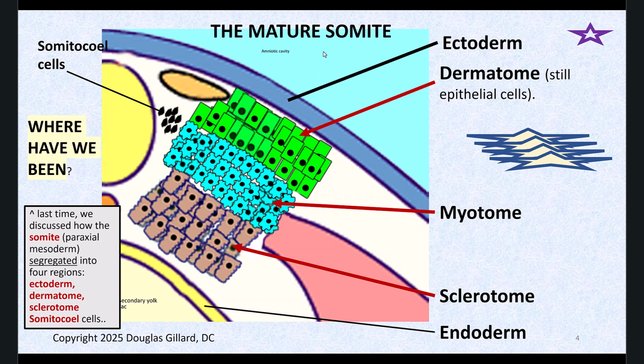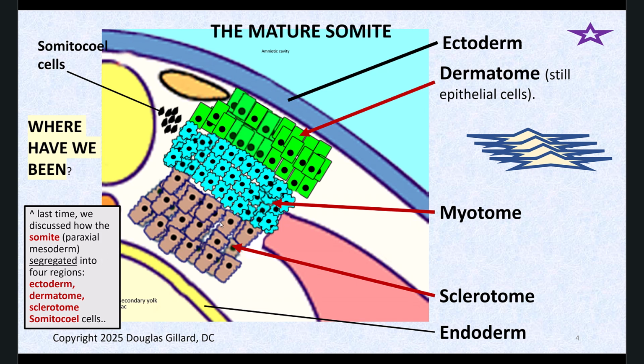And where have we been? Remember last time we talked about differentiating the somite. Remember that the paraxial mesoderm turns into somites, little clumps of epithelial tissue that really represent almost a rudimentary spine for the little embryo. And the sclerotome actually morphs into the vertebrae. This is what we did last time.